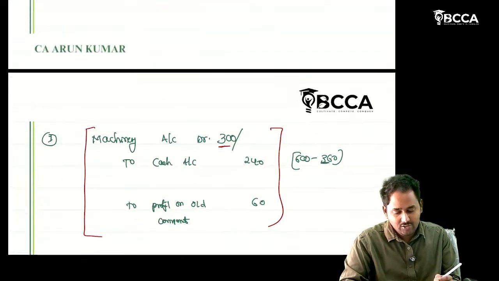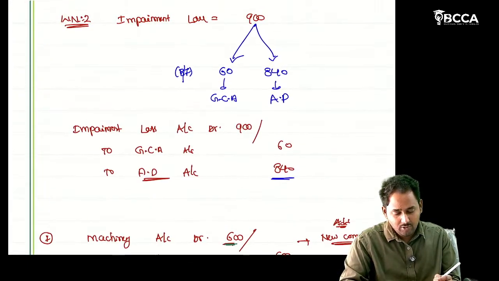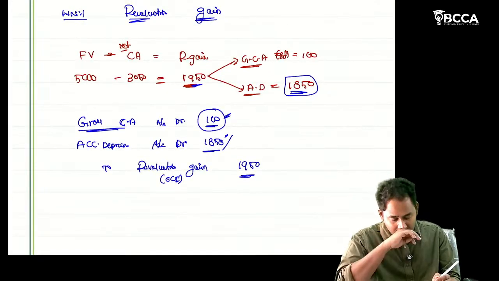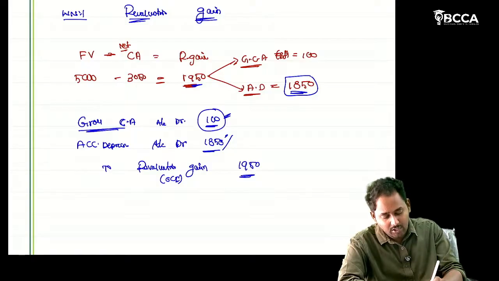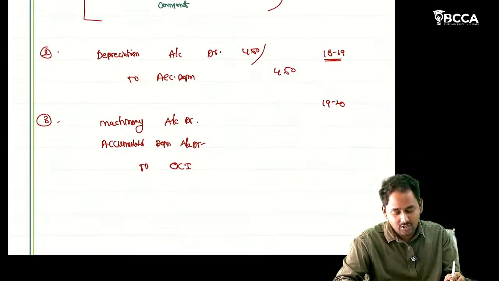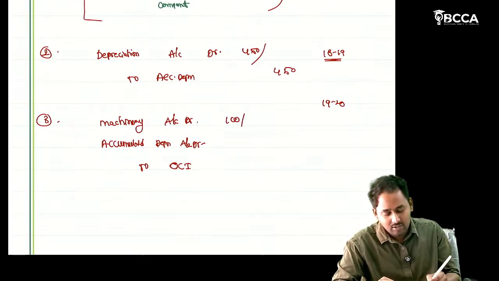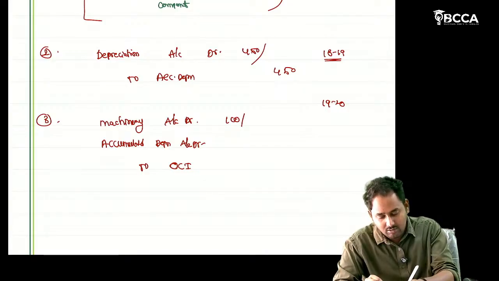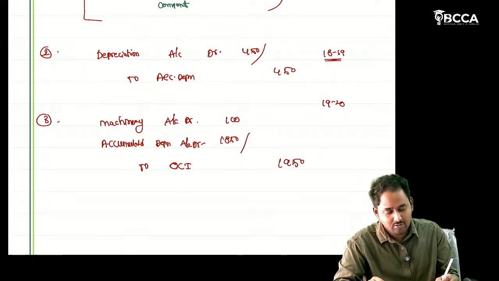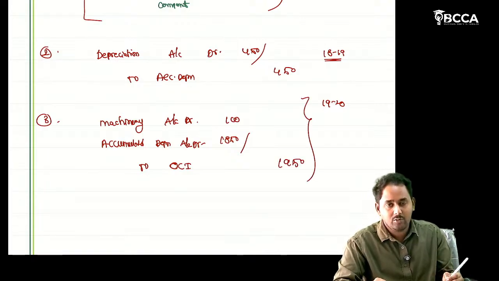What is the revaluation gain? 1950. This 1950 should be classified to 100 and 1850 to gross carrying amount and accumulated depreciation. So the machinery account 100. What is the accumulated depreciation here? 1850. So 1850 to 1950. So this is with respect to 1920.